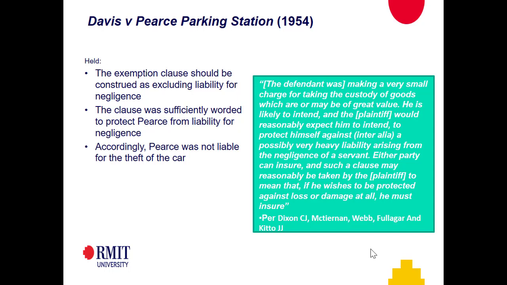And it's better to have cheap and available parking and insure yourself than it is for the insurance risk to be borne by the parking agent. So it was held that the exemption clause should be construed as excluding liability for negligence, that the clause was sufficiently worded to protect Pearce from liability for negligence, and that Pearce wasn't liable for the theft of the car.